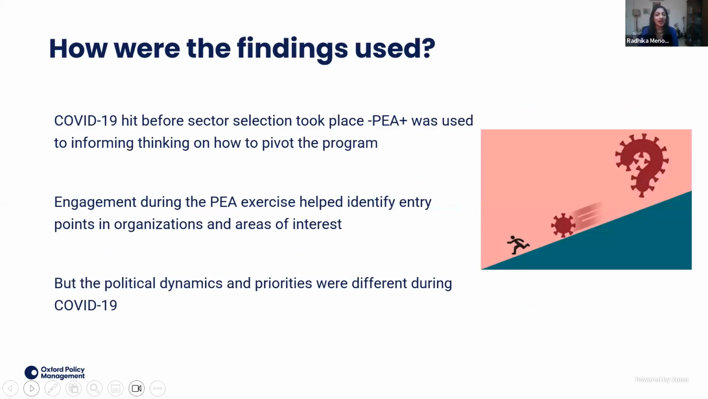But COVID hit, so we were caught unawares. We were supposed to be working in specific sectors, but we had to then use all of this political intelligence to think about, okay, how do we pivot the program? We had built good relationships with the governments. We were working through the PEA exercise. We had already identified a few who really were on board, the champions, as they would say, who wanted to think about change strategies. Next slide, please.